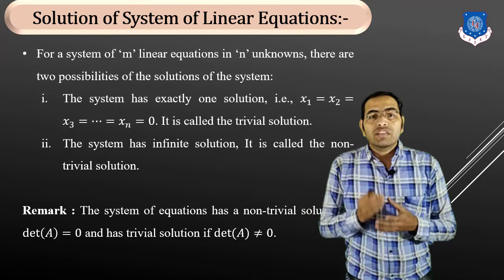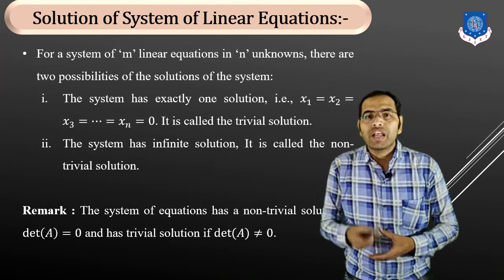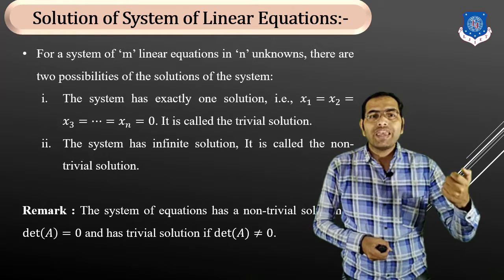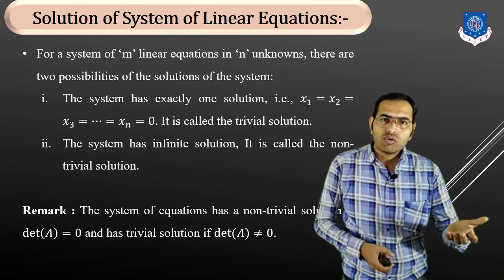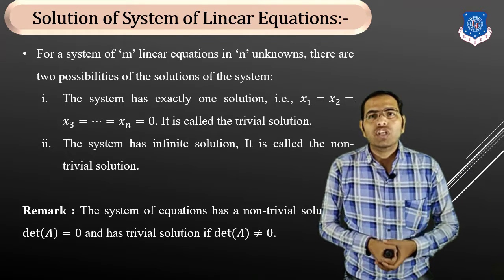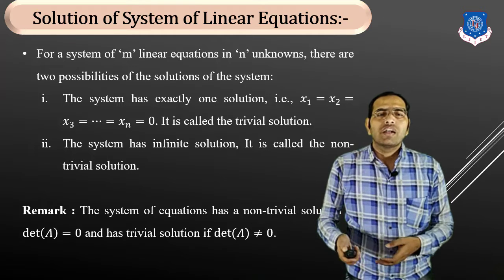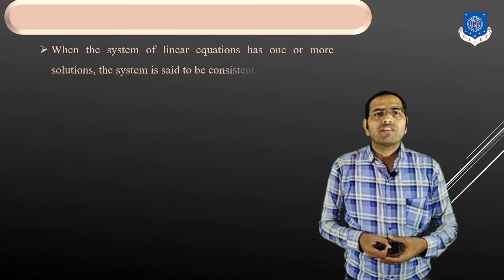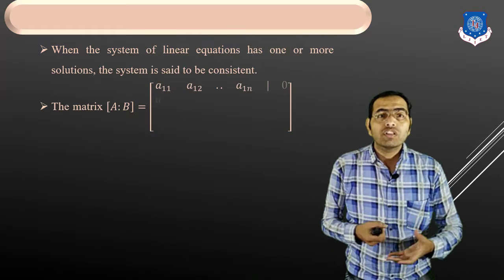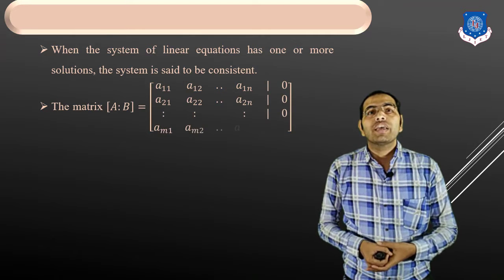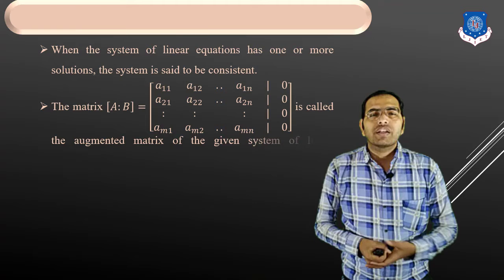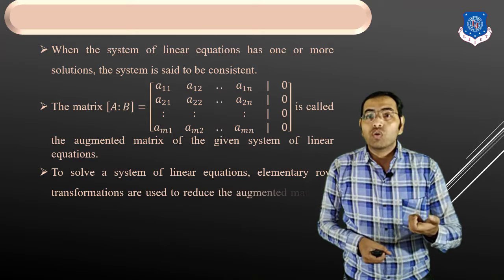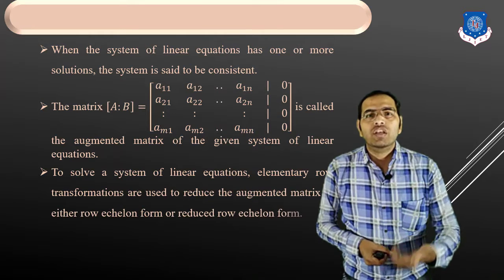If the system of equations has a non-trivial solution, then with the help of the determinant we can find it. If the determinant of A equal to 0, then the system has a non-trivial solution. If the determinant of A is not equal to 0, then we can say that it is the trivial solution. When the system of linear equations has one or more than one solution, then it is called consistent. Here, if it is a homogeneous equation, then it has the trivial solution, or a unique solution.